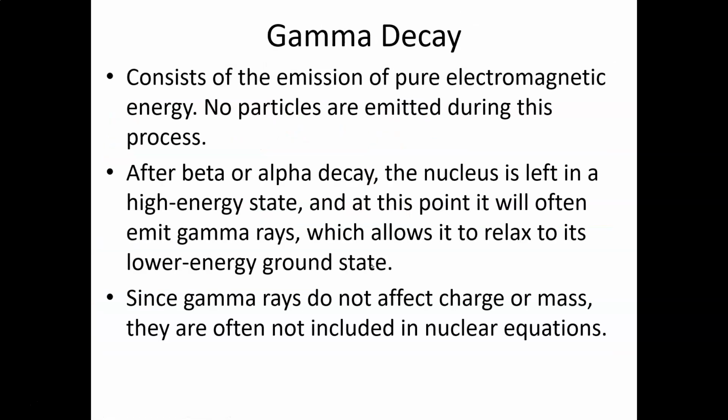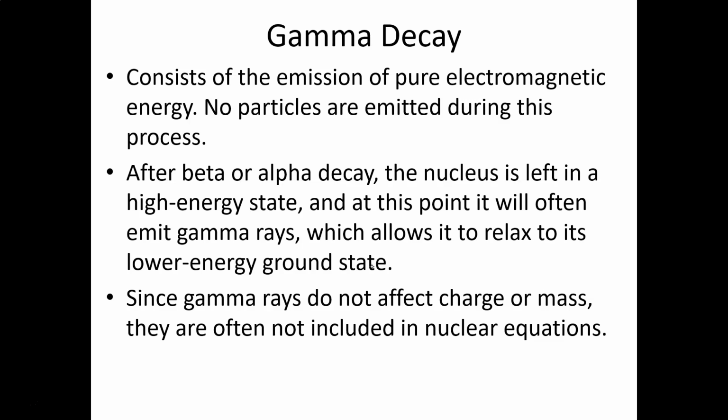All right, let's talk about our last type of decay, gamma decay. Now in this case, in alpha and beta decay, we had an unstable nucleus and a particle was given off, either an alpha particle or beta particle. In gamma decay, a gamma ray is not a particle, it is actually electromagnetic radiation.